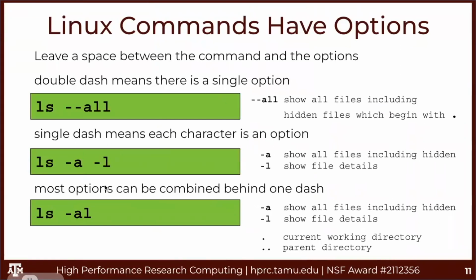A very important thing that I want to mention with respect to Linux: the dot represents the current working directory that we are in, and double dot represents the parent directory, the directory that comes before the working directory that we are in. We're going to be using the dot and double dot notations throughout the course, so I wanted to familiarize you with that. Dot stands for current working directory, and double dot stands for the parent directory.